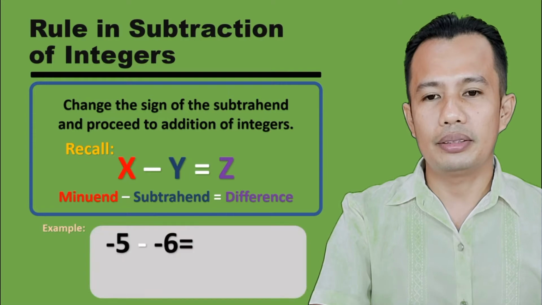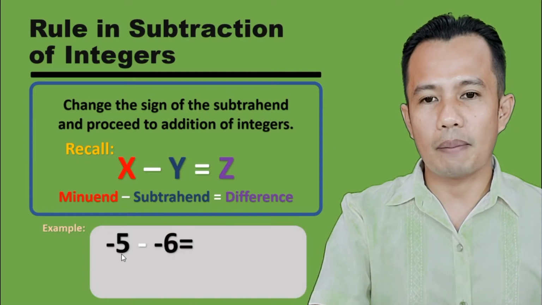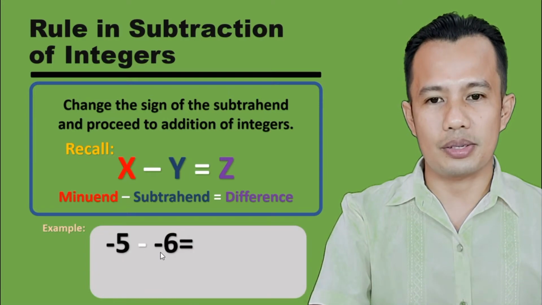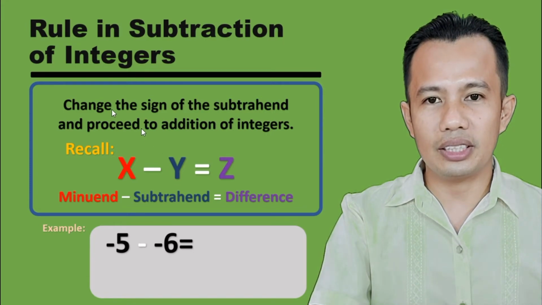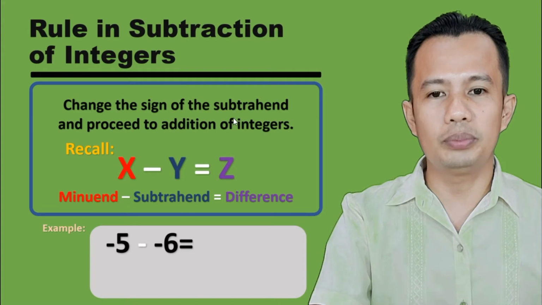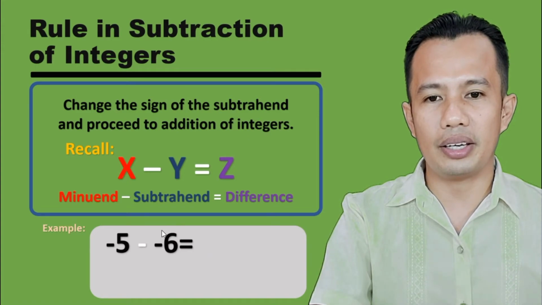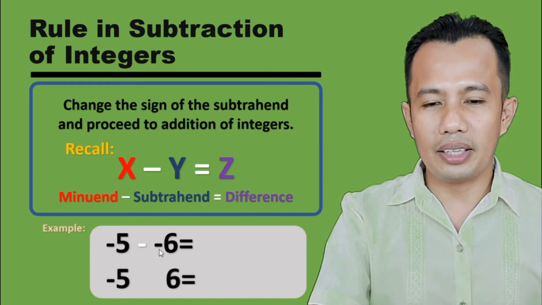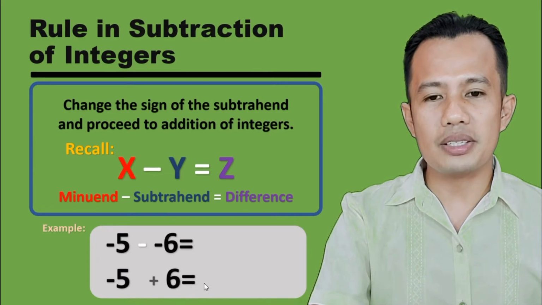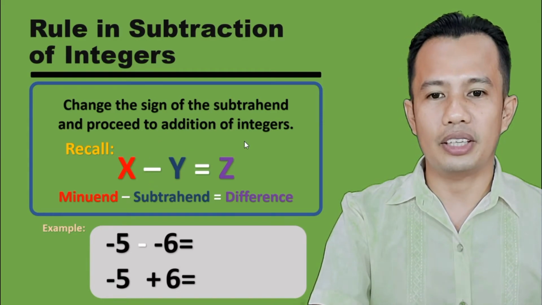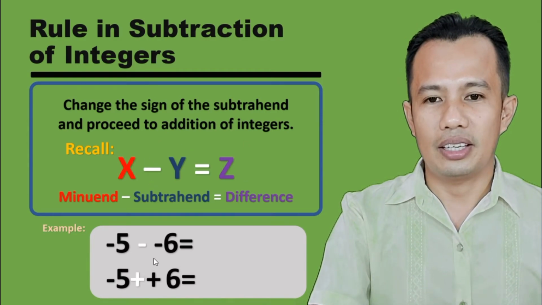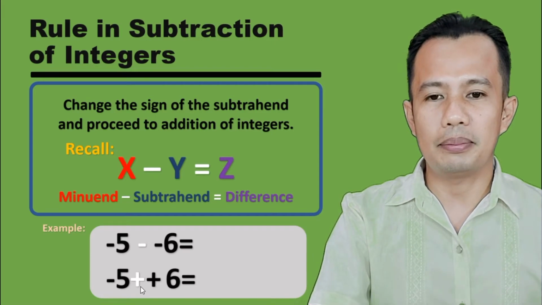Next example. Negative 5 minus negative 6. What's the first step? Change the sign of the subtrahend. Our subtrahend here is negative 6. So from negative, it will become positive. And proceed to addition of integers. Instead of the minus sign, it will become a plus sign.